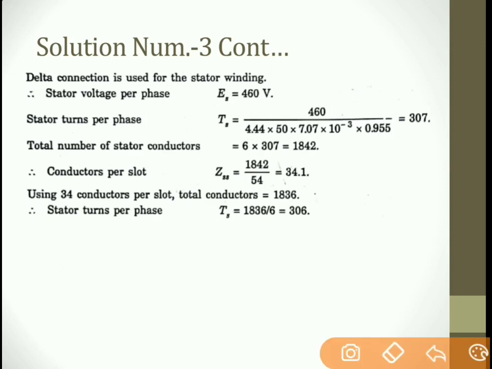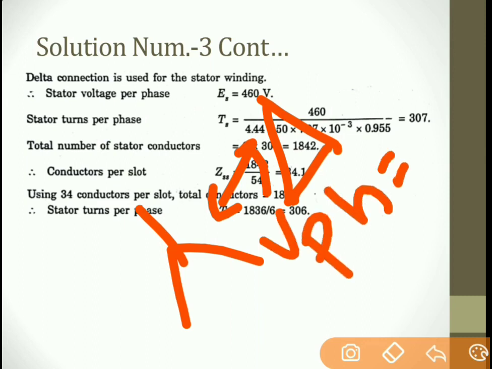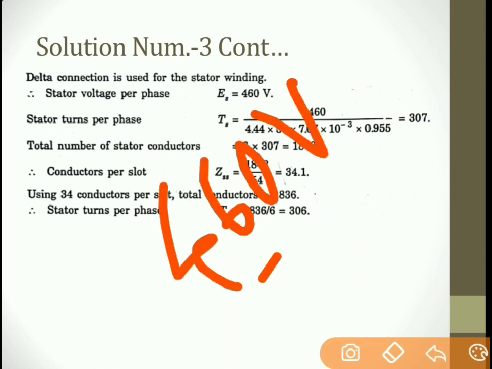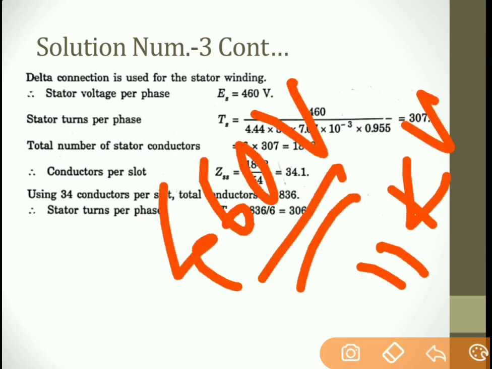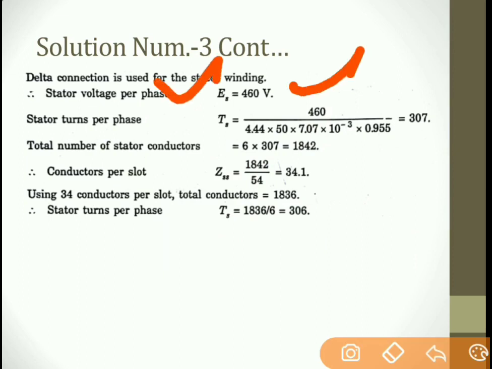Further, a delta connection is used here, as star delta connection is used. For delta connection, the phase voltage VPH is equal to the line voltage. This is the relation. Hence, whatever voltage is given in the problem, that is 460 volt for the 11 kilowatt motor, I am considering the same as the phase voltage. So that is the stator voltage per phase, that is 460 volt.